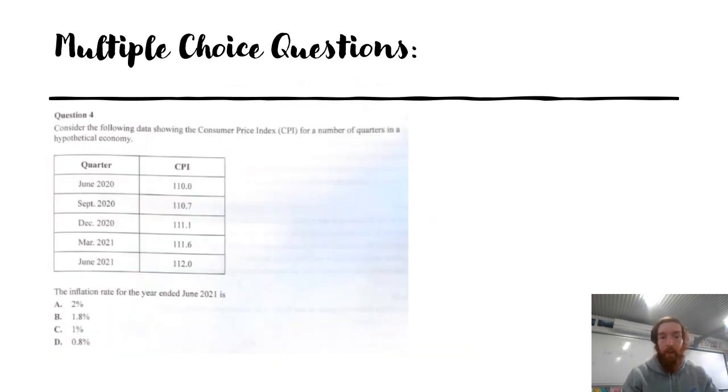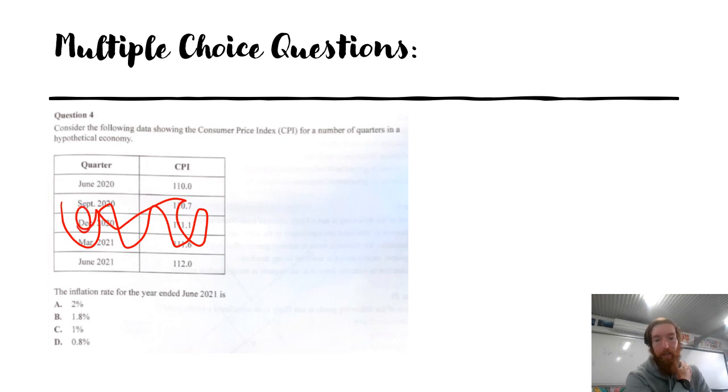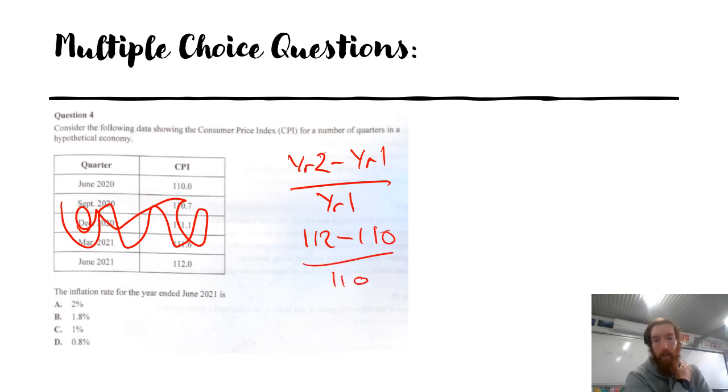Nailed it. Then we've got what I think is the trickiest one, because VCAA threw some nasty math at you for a little bit. First up, consider the following data for the CPI, the number of quarters in a hypothetical economy. The inflation rate for the year ended June 2021 is. So first up, we ignore all this data in the middle, just let it distract you. Luckily, they've asked questions like this before. So we've got year 2 minus year 1 over year 1 times 100. So we've got 112 minus 110 over 110, ends up being 2 over 110.